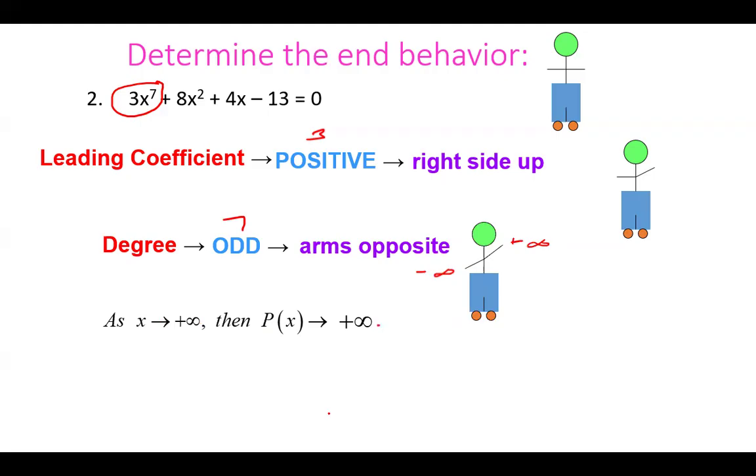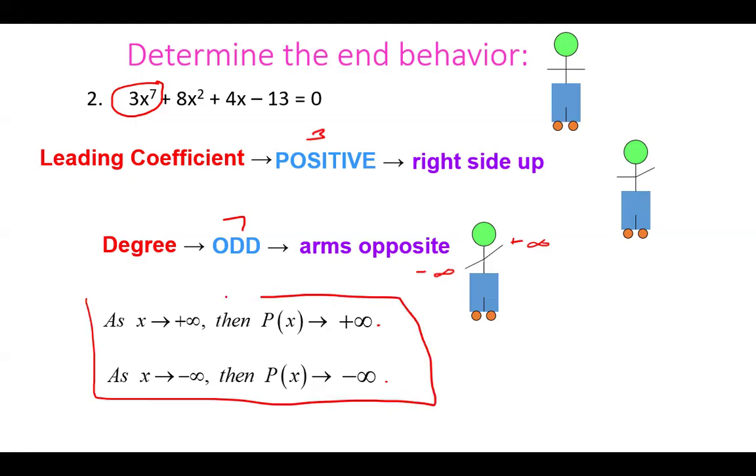Do we see that? Okay. On the left side, as x goes to negative infinity, then p of x is heading towards negative infinity. And that is our answer for our end behavior. Are we catching on? All right.